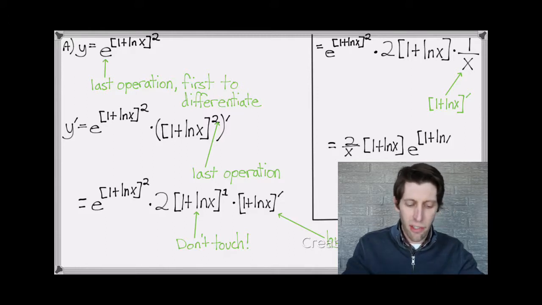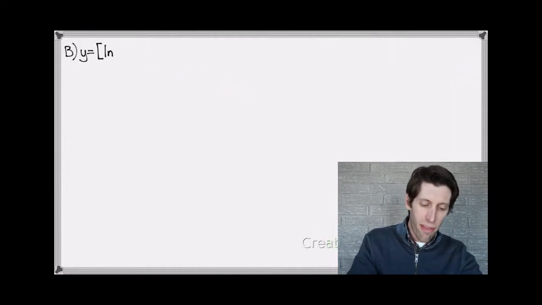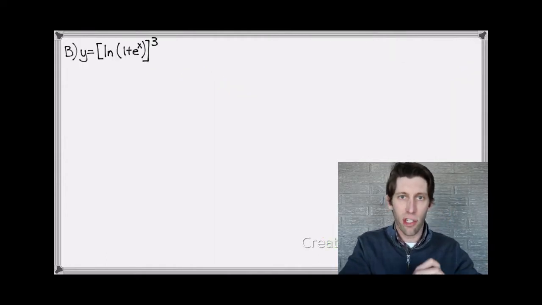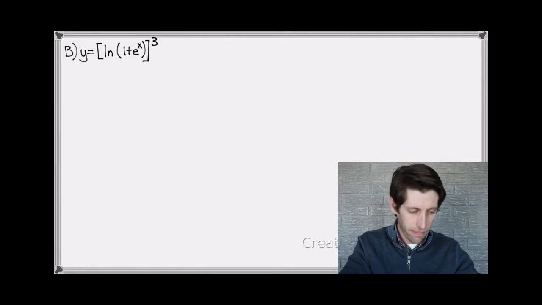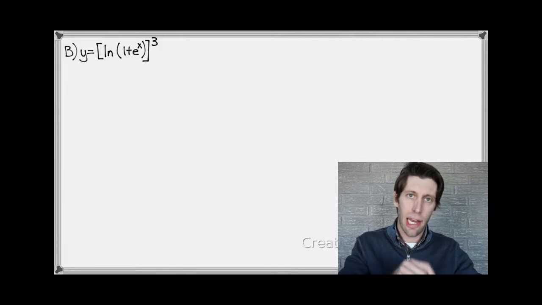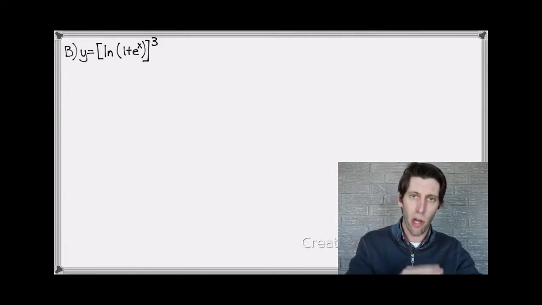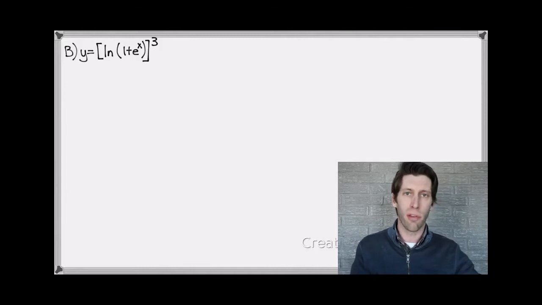We can rearrange things a little bit to make it a little bit prettier here to get 2 over x times bracket 1 plus ln x times that exponential quantity that we originally started with. That is our final answer, and that's the derivative of the original function. So what you want to do next is take a shot at part B of this example. See if you can differentiate this one small step at a time. Go ahead and pause the video and come back when you've given it a shot.